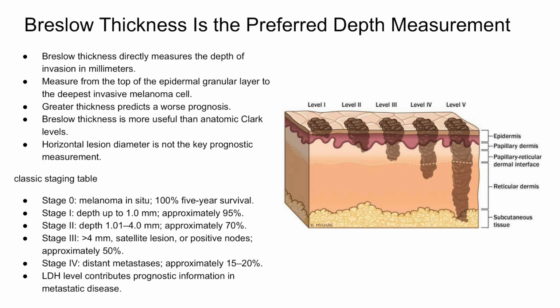So the staging table shown here is simplified, a little bit of an older framework, so don't classify modern melanoma stages by depth alone. Current staging also incorporates ulceration, regional lymph nodes, satellite or in-transit disease, and distant metastases. Elevated LDH provides additional adverse prognostic information in metastatic melanoma. And so the essential exam principle here is that vertical depth matters much more than surface width.